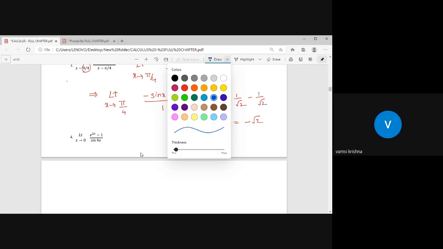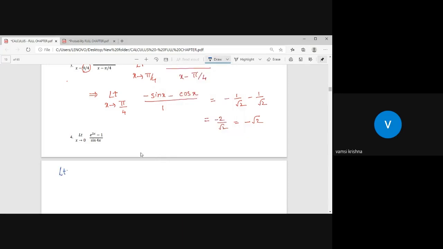Yes, next example is evaluate limit x tends to 0, (e power 2x minus 1) by sin 4x. So in place of x, if I substitute 0, it will be in the form of 0 by 0. Because of this reason only, I am using L'Hospital's rule. It means differentiating both numerator and denominator. e power 2x differentiation is e power 2x into 2, divided by sin 4x differentiation is cos 4x into 4.